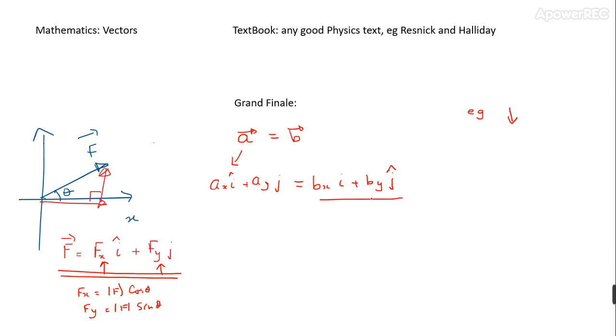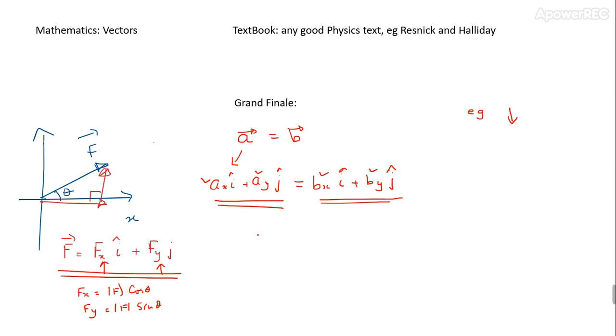Remember that this whole thing together is a vector. This whole thing together is a vector. This ax is a scalar, this ay is a scalar, bx is a scalar, by is a scalar. i and j are unit vectors in the x and y direction.